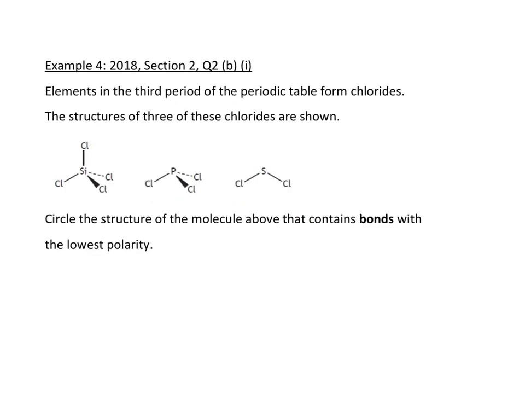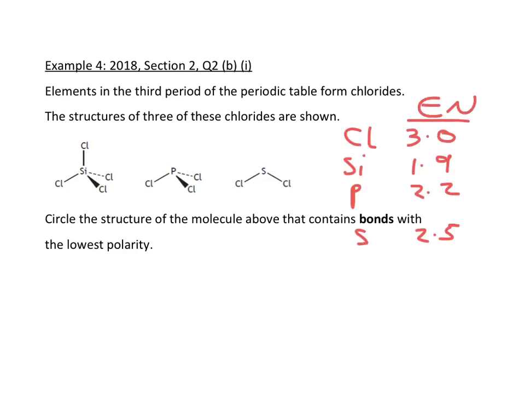Example 4. Elements in the third period of the periodic table form chlorides. The structures of 3 of these chlorides are shown. Circle the structure of the molecule that contains bonds with the lowest polarity. Having a look there, we are comparing a few different elements to chlorine. So let's get our electronegativity values down. The lowest polarity of bonds are going to be the ones with the smallest difference in electronegativity. Comparing the values there, we see it's going to be sulfur with chlorine. So this answer here is correct.